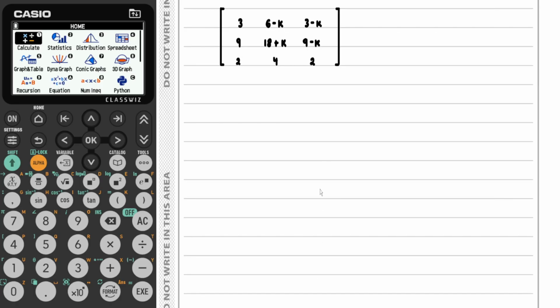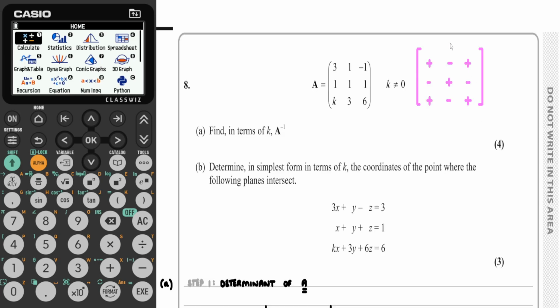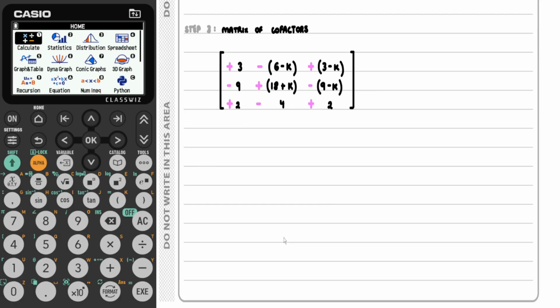Our next step is to find the matrix of the cofactors. So we've got this matrix, and then we apply this sign convention. So we apply the plus minus plus, minus plus minus, plus minus plus. So we have 3, k subtract 6, 3 subtract k, negative 9, 18 plus k, k subtract 9, 2, negative 4, 2.